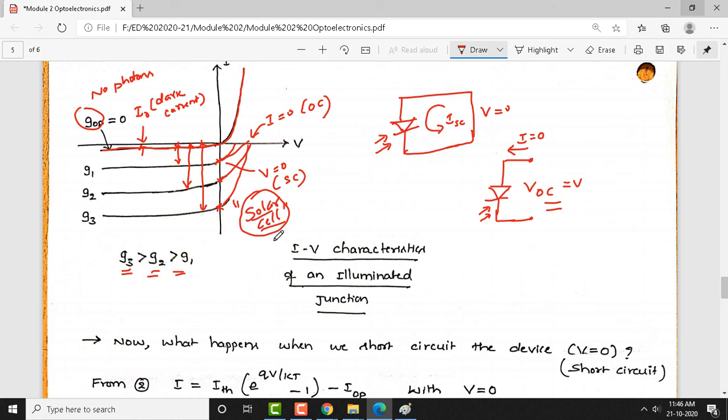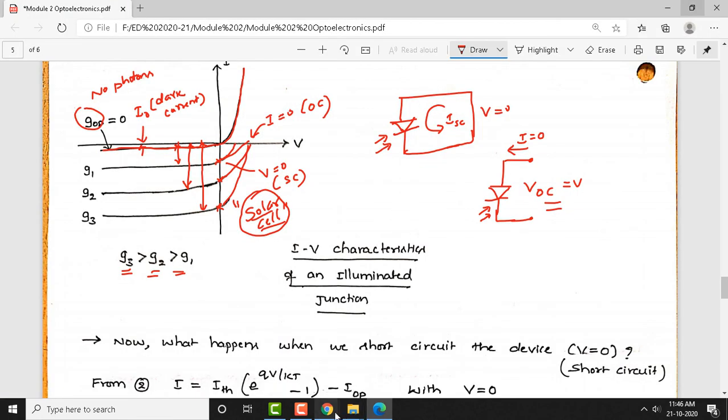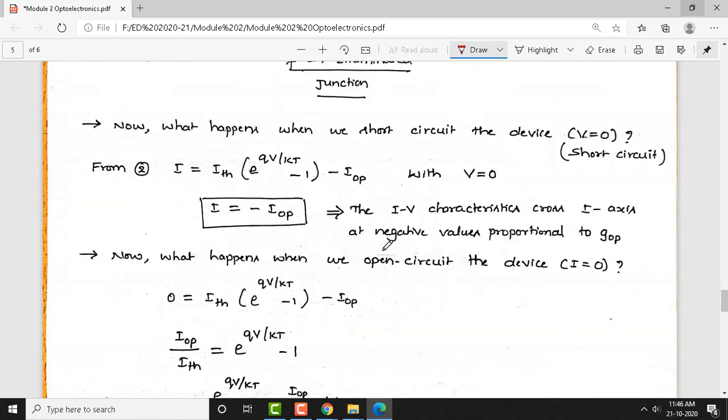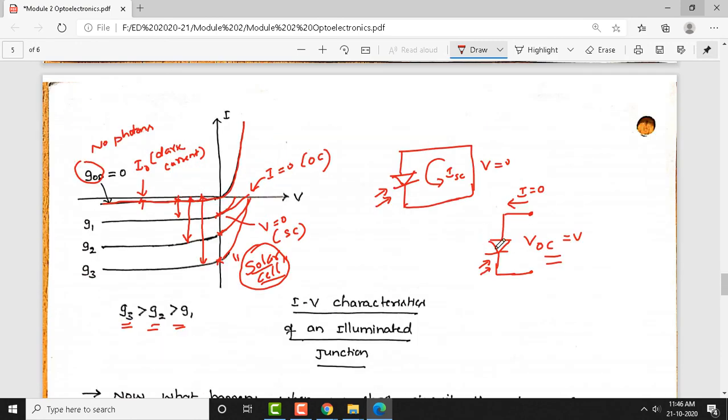Any questions so far? Hope you understand the characteristics much better. We will take this up in separate derivations, where you will understand better. Any questions about this? I hope you understand these open circuit and short circuit conditions.